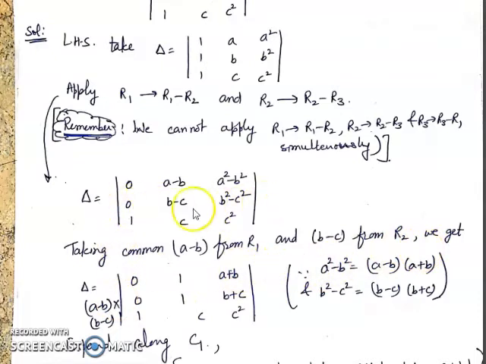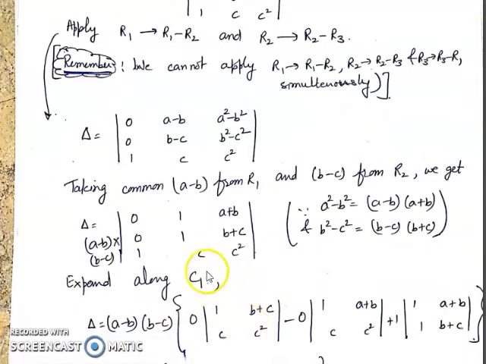Similarly in the second row, 0, b minus c we are taking common, so left here is 1, and b square minus c square will be written as b minus c, b plus c. So b minus c taking common, so left is b plus c, 1 c, c square. Now we have 2 zeros in column 1. So we expand along C1.